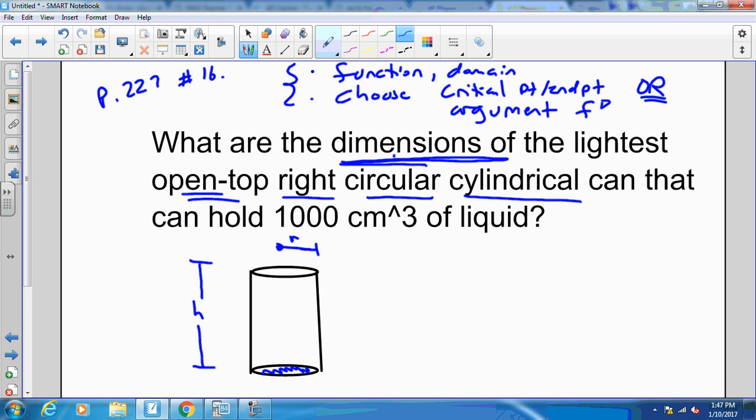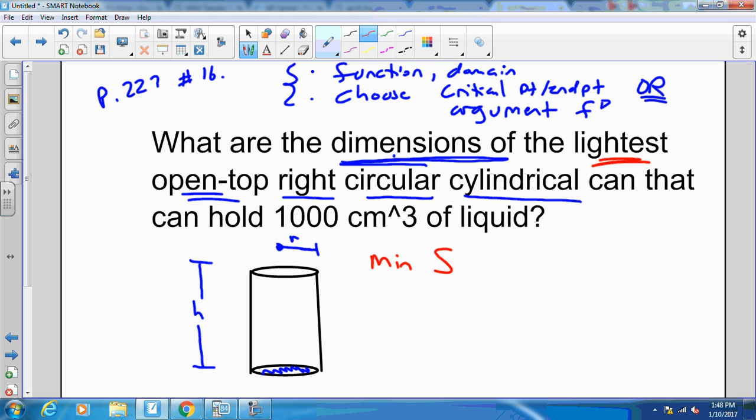Great question. The word lightest is really interesting because clearly they want us to find some kind of minimum, and the minimum is the minimum of the weight of the can. What is it that makes the can heavier or lighter? Good. The material, the surface area. That's exactly it. So what we're really trying to do is to minimize the total area, the surface area of the can. That's the function we want to minimize. So let's construct that function. We want the minimum of the surface area.